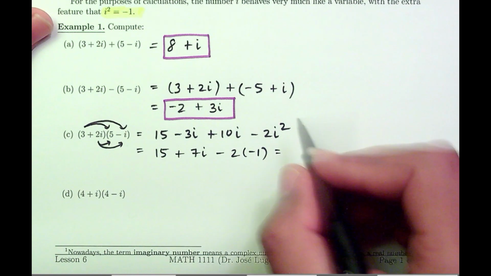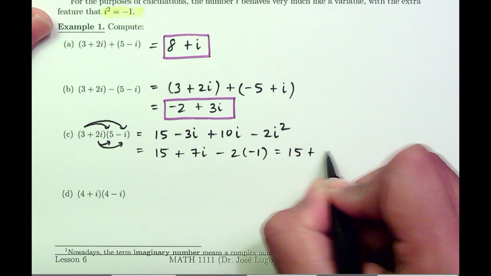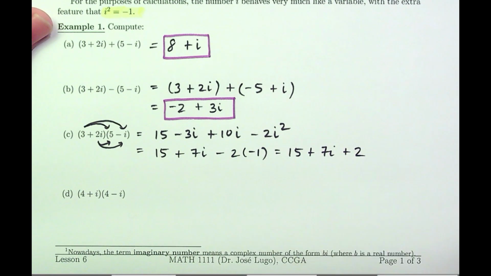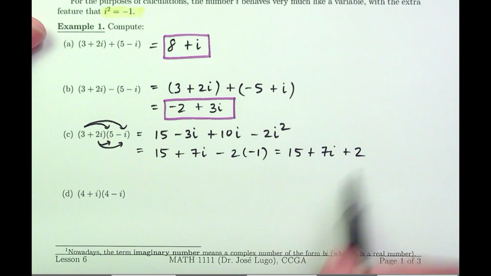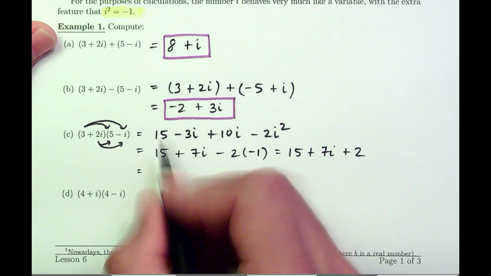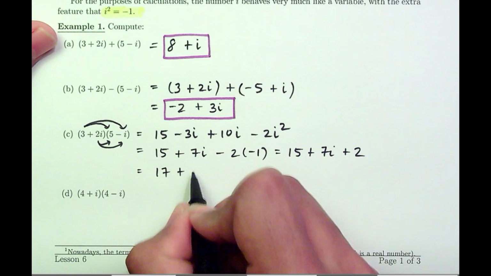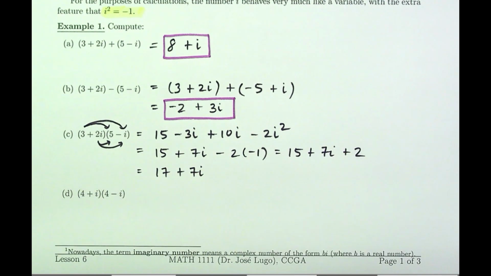Okay, and then what is that? That would be 15 plus 7i. -2 times -1 is going to be +2. And then we can combine the 15 and the 2 to get our final answer. 15 plus 2 is 17. So 17 plus 7i is our final answer.